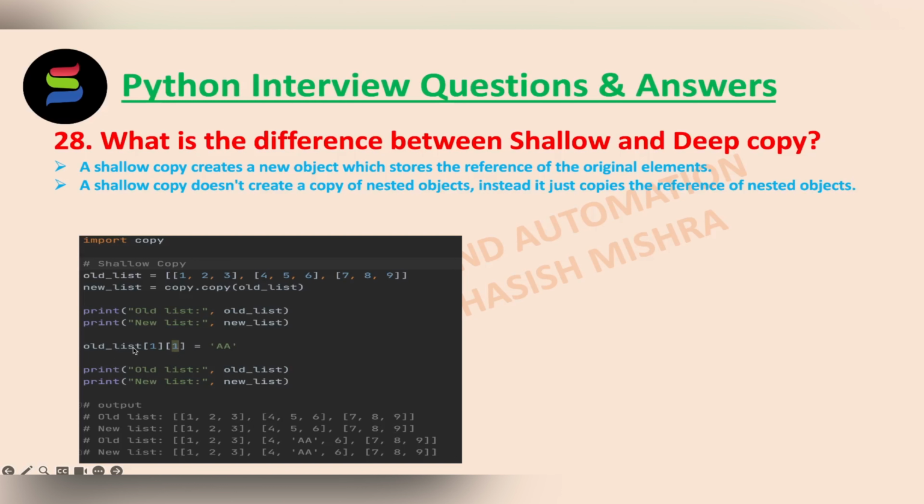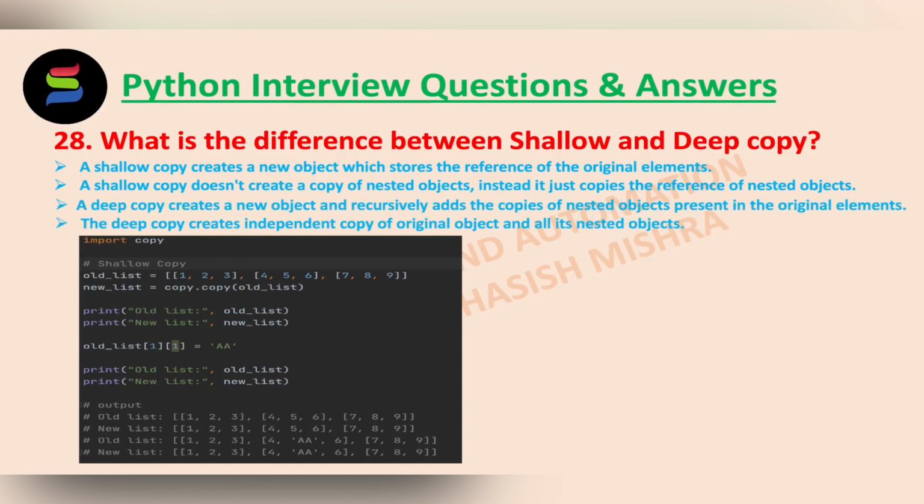Then we are updating old list 1 of 1 to AA, and again we are printing. Again, when we print, what are we seeing? In the old list, the value is 1, 2, 3 and 4, AA, because we updated this value. But in the new list we also see the same updated value. So basically it just copies the reference of nested objects. We will see how it happens in the deep copy.